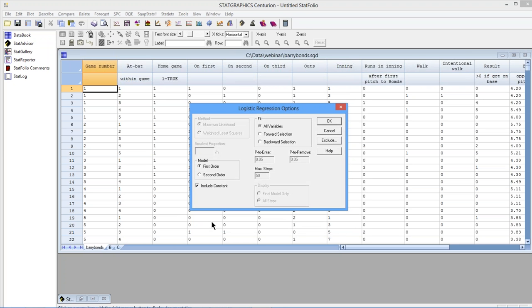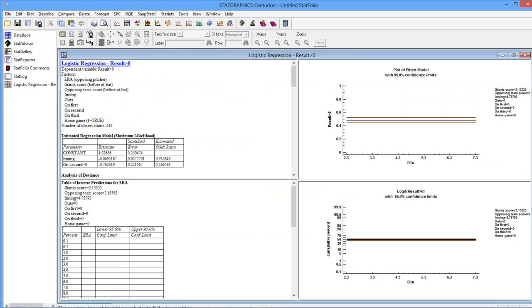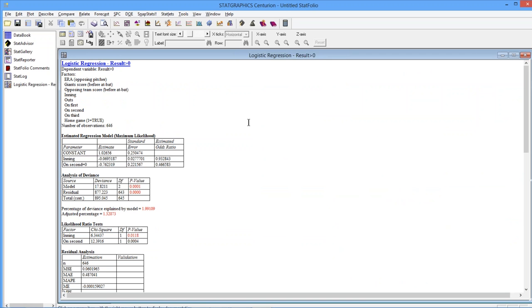When I push OK, I'll see the analysis options dialog box, and now I have several choices. I can fit a model involving all of the variables, or I can have it do some sort of variable selection. And I think I mentioned before that I like to do backwards selection. So I'm going to put my selection there, press OK, and then I get a list of tables and graphs, and I'll just take the defaults. And up here you will see the results.